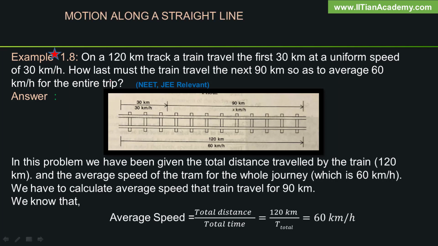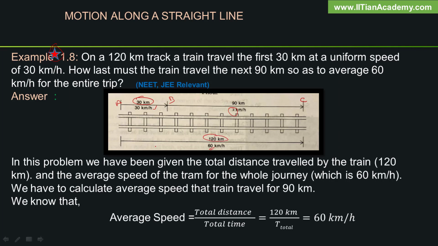In this problem, we have a train track of 120 kilometers. There are two parts of the journey, first part of 30 kilometers and second part 90 kilometers. First part is traveled at 30 kilometers per hour. We have to find out the average speed of the second part. Given is the overall average speed of the journey of 120 kilometers.